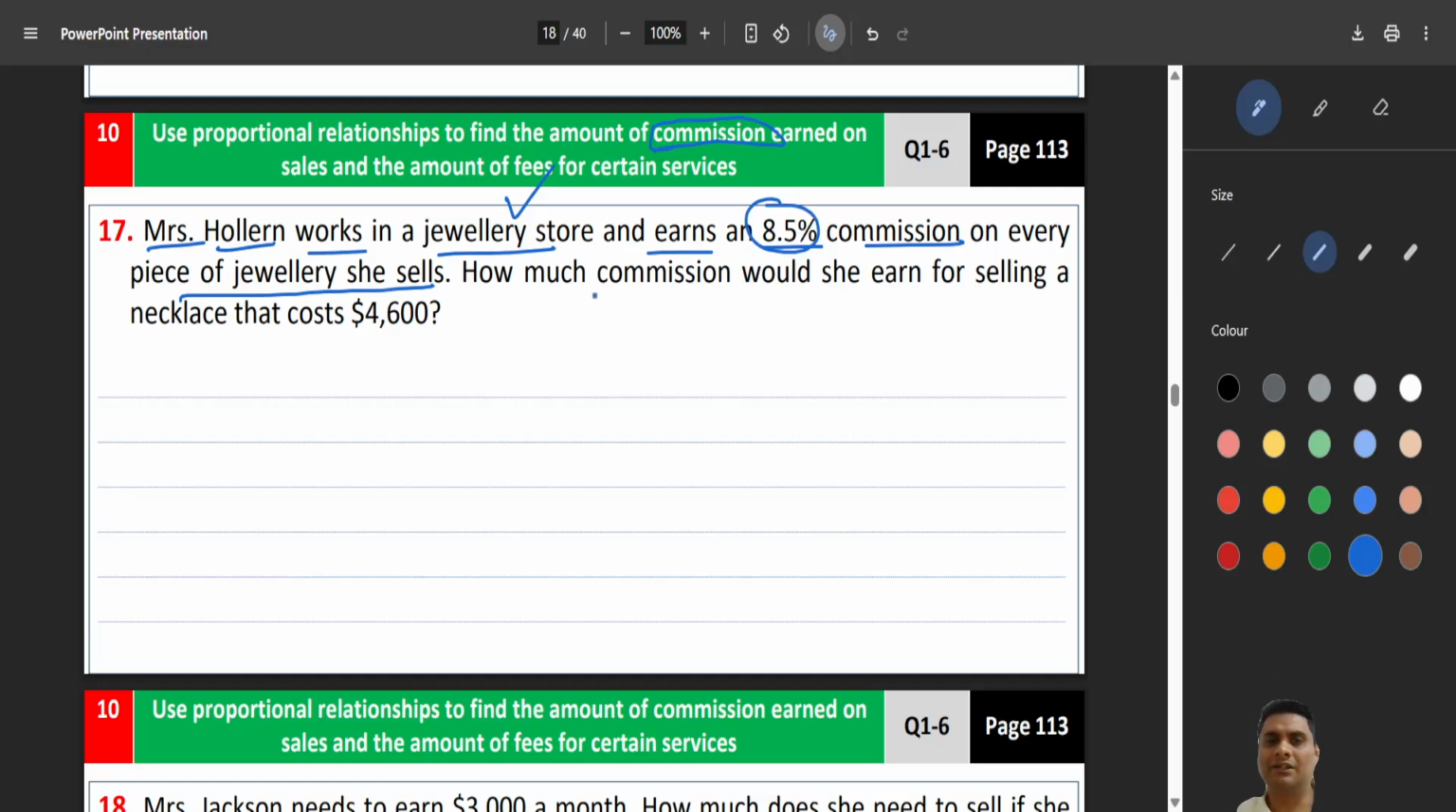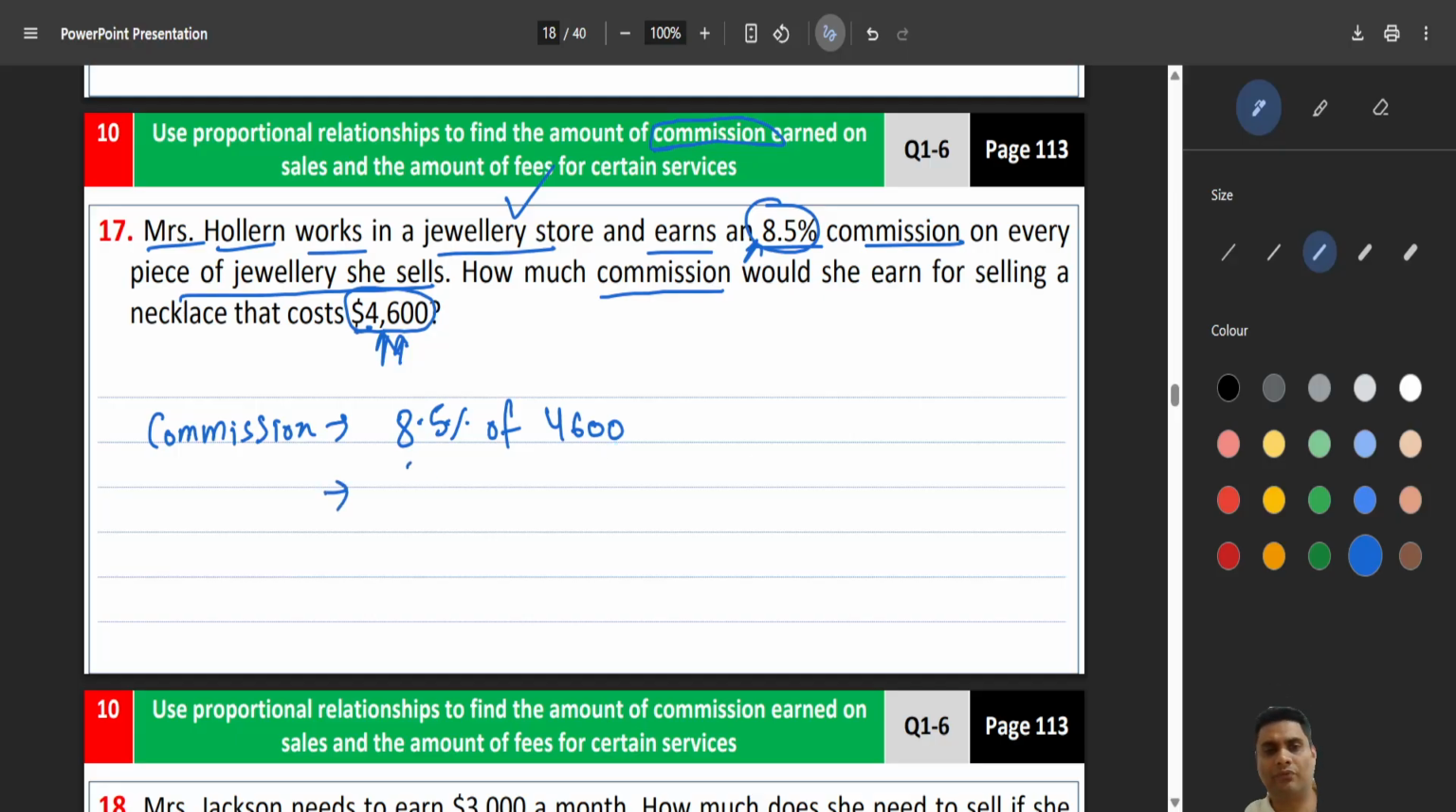So he's asking how much commission will she earn if she sells a necklace of $4,600. Now she did a selling of how much? $4,600, and on this money how much commission will she get? 8.5%. So we have to find the commission, right? Commission is 8.5% of what? The price of the necklace, 4,600. We just have to solve this and get the answer.